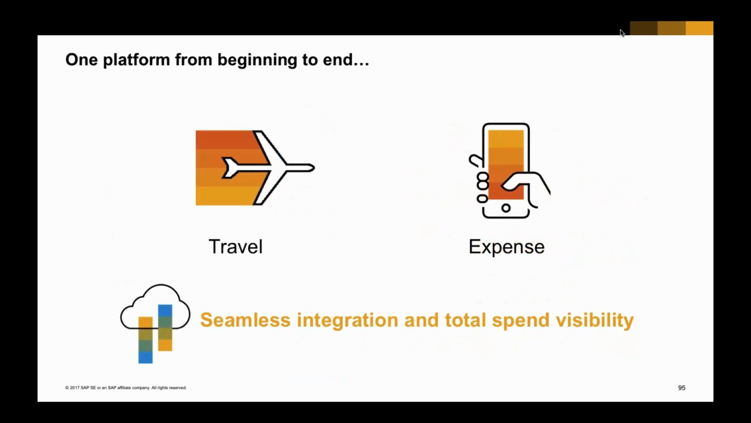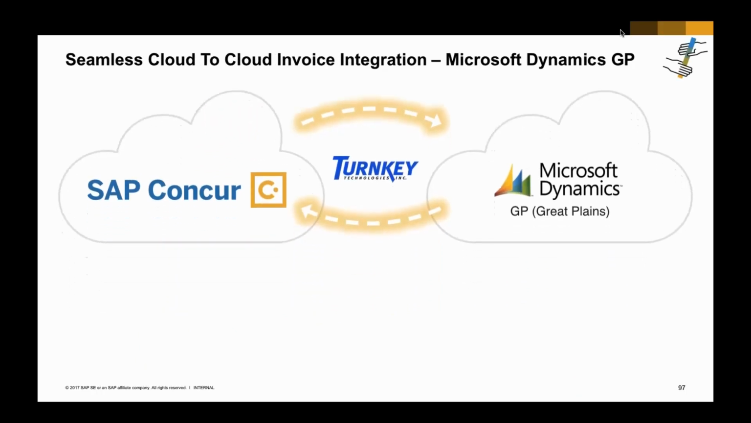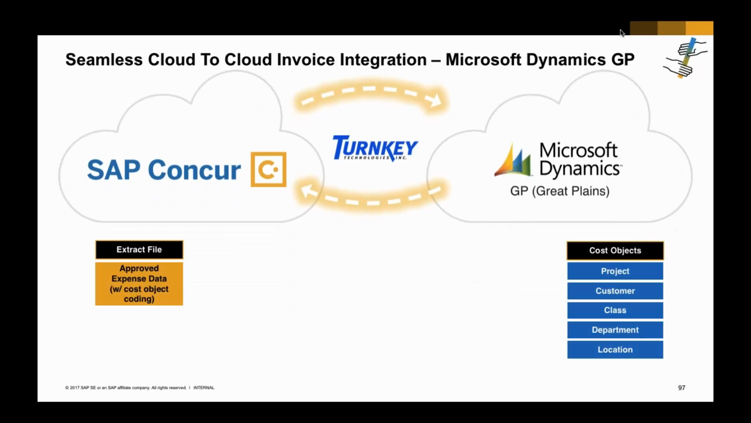So of course, we want to make sure that we can seamlessly integrate this with your ERP system. Turnkey has an expense connection that we can use to move your approved expense report data from SAP Concur over into GP, and then of course all your GL codes for your cost objects like class, department, project, customer, up into SAP Concur for your employees to categorize their expenses.